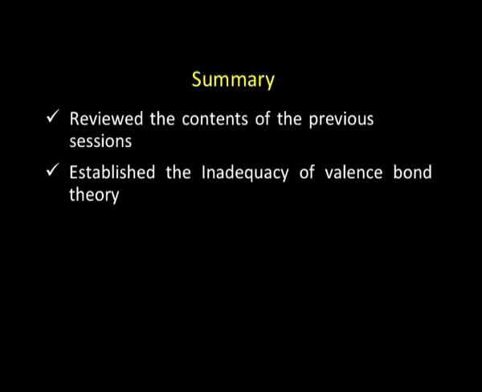Okay, let us sum up what we have done today. What we have done today is we reviewed the contents of the previous sessions. Thereafter, we established the inadequacy of valence bond theory. We established that valence bond theory fails to give a picture of oxygen molecule which is in agreement with the experimental observation of the fact that oxygen happens to be paramagnetic, because valence bond theory predicts it to be diamagnetic in nature.